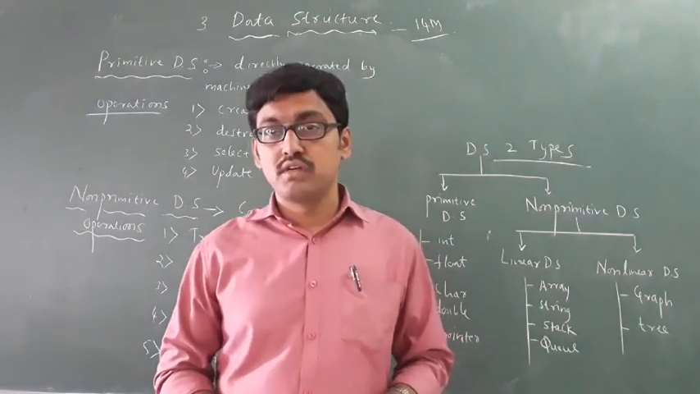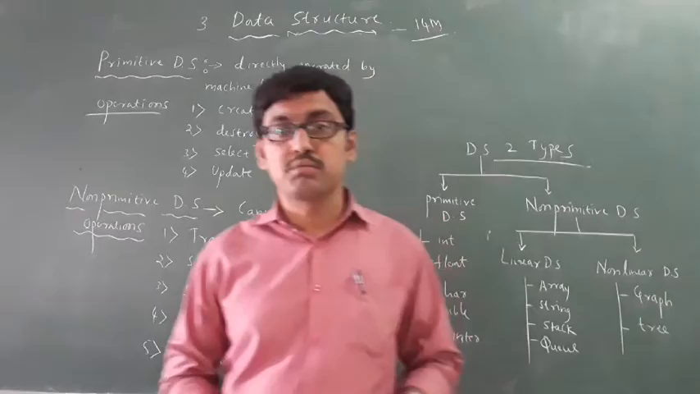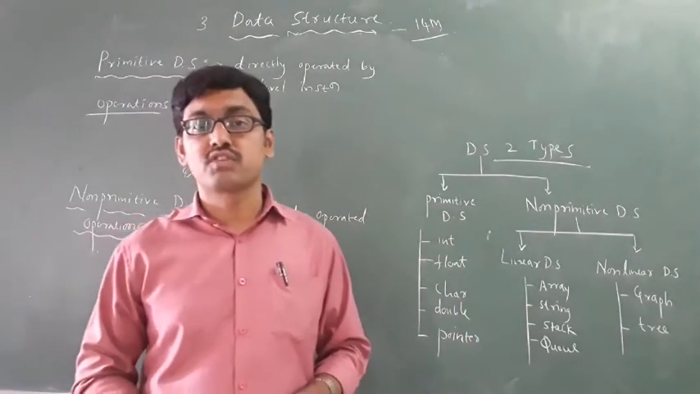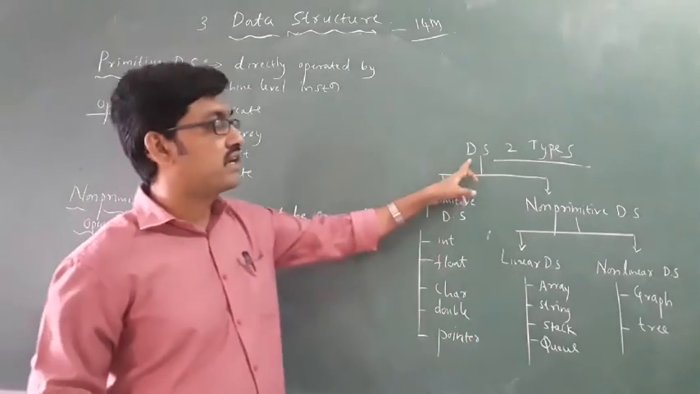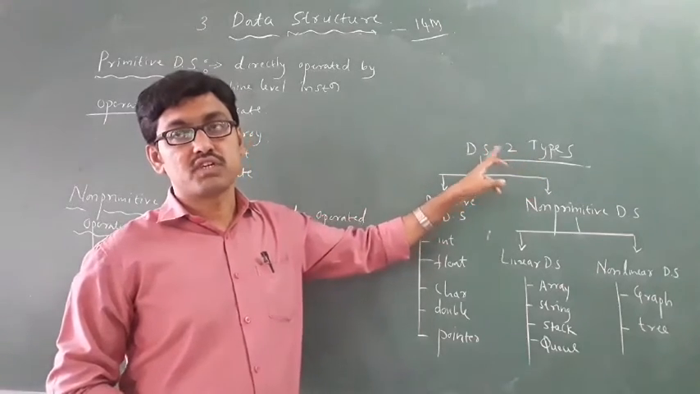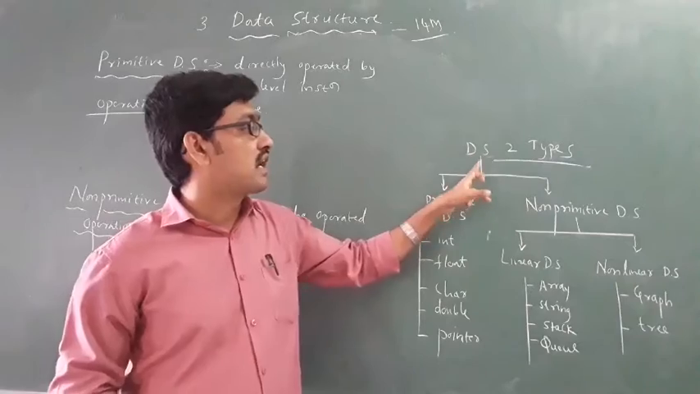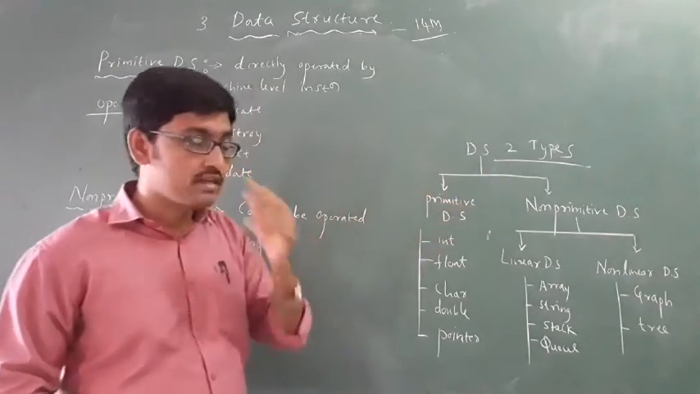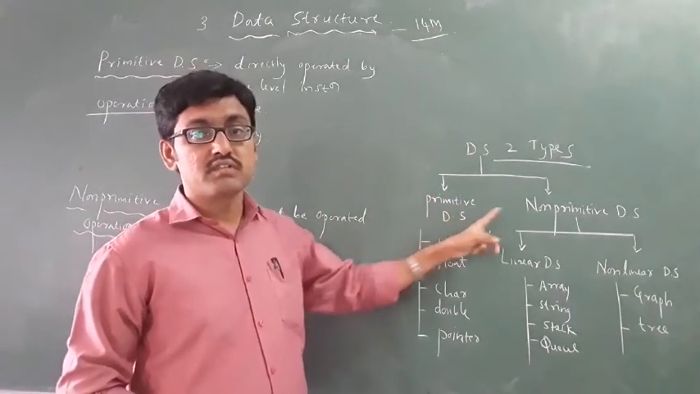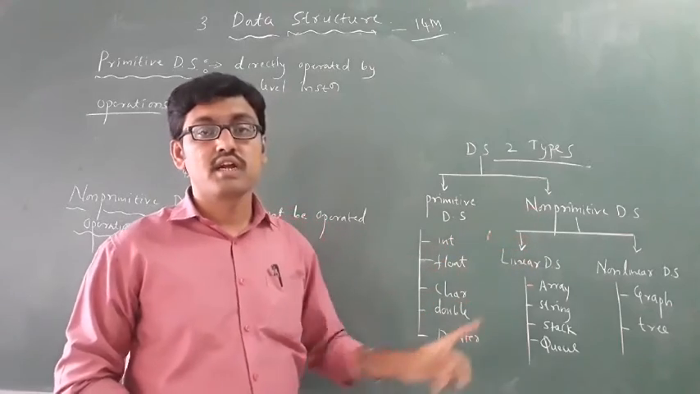Now, last class we discussed the classification of data structure. Data structure, also called DS, can be classified into two types. The first one is primitive data structure. The second one is non-primitive data structure.